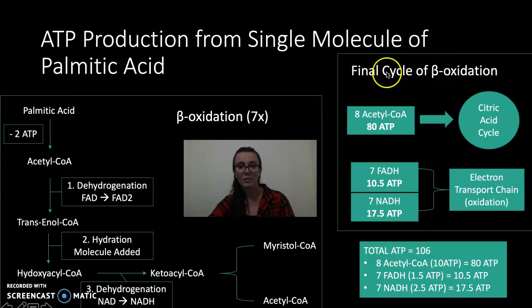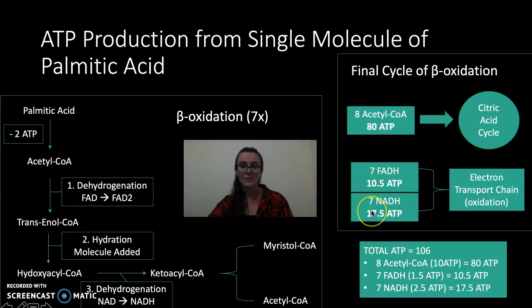Over here on the right, you can see the final cycle of beta oxidation. You have the 8 acetyl-CoAs, so that's going to yield 80 ATP, because if you look at the legend down here, a single acetyl-CoA yields 10 ATP. We have 8 of those, so that gives us 80 ATP. From the first phase of beta oxidation, the dehydrogenation, that's 7 FADH, and FADH yields about 1.5 ATP each. We've got 7, so that gives us 10.5 ATP.